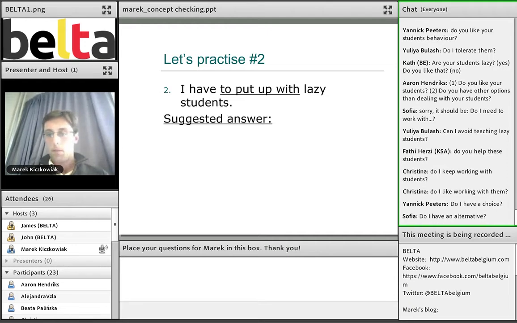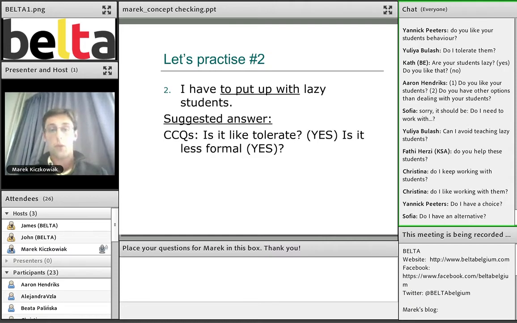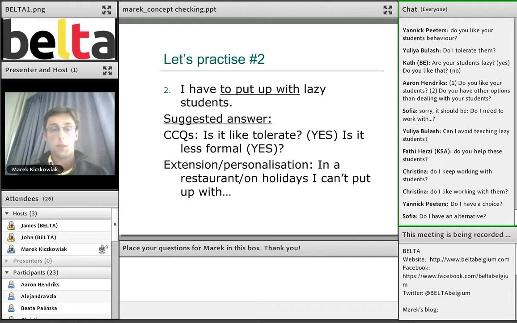Okay. Let me show you my suggested answer. You've all had some really nice ideas there, lots of different concept checking questions. I started with some CCQs. Is it like "tolerate"? And is it less formal than "tolerate"? Of course, I assume that my students will know what the word "tolerate" means because I might have used it in the explanation. And I'll probably use some extension and I'll personalize it if possible. In a restaurant or on holidays, for example, "I can't put up with..." da da da, and the students have to finish it just to check if they understood the concept correctly, and they start using the target language straight away.